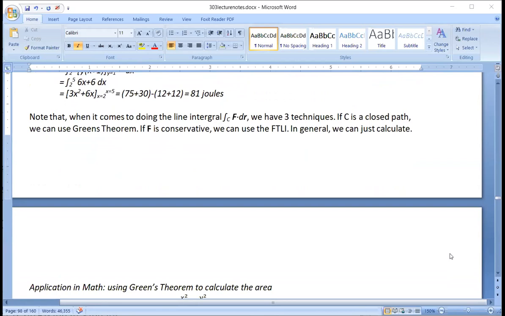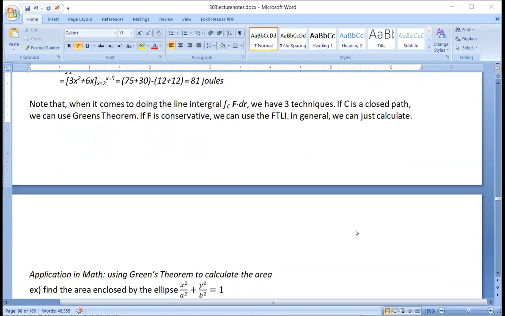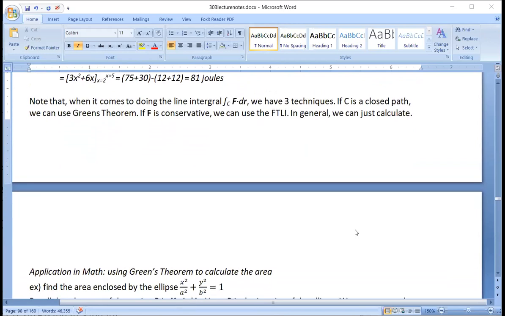Next, I want to look at a math application. In this case, we're going to use Green's theorem to calculate the area. So things are going to change up a bit in how we apply it. Let's take a look at what I mean by that. Find the area enclosed by the ellipse x squared over a squared plus y squared over b squared equals 1.